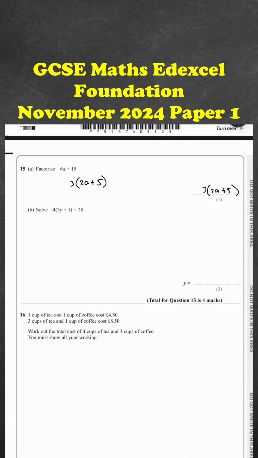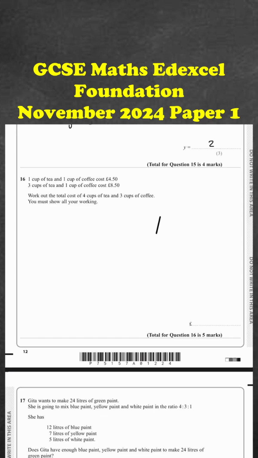Part B. Solve 4, open brackets, 3y plus 1, close brackets, equals 28. First thing I'll do here is divide both sides by 4, so we get 3y plus 1 equals 7. Then we're going to take 1 from both sides, and we get 3y equals 6. Divide through by 3, we get y equals 2. And that's our answer.